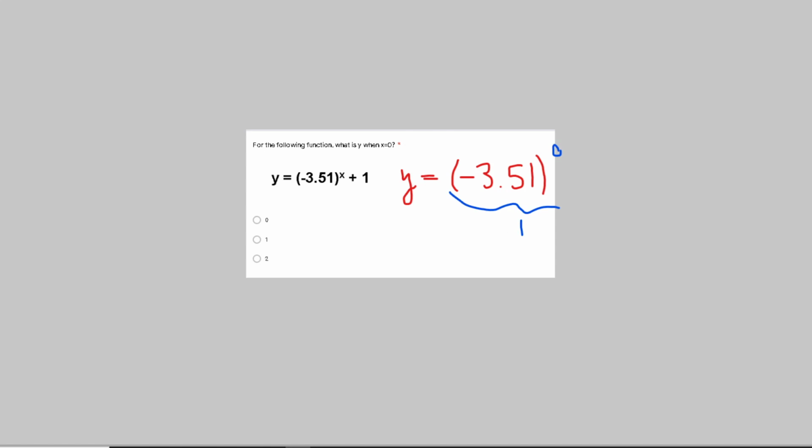And then we have plus 1. So that's another thing. A lot of you, I think, put 1 as an answer. But remember, it's 1 plus 1. Right, because this was 1 here. Plus 1. So y is equal to 2. Okay, so that's what you should have gotten.